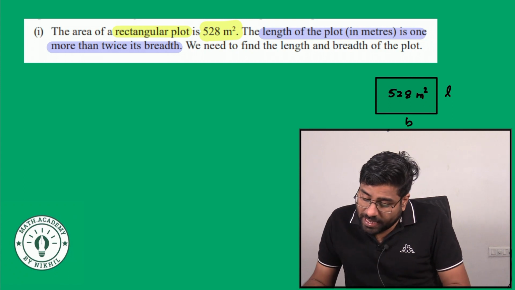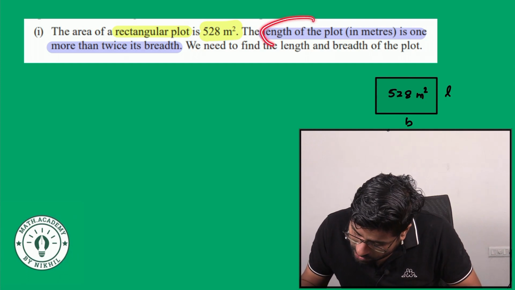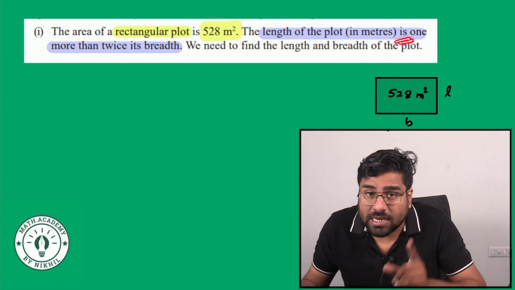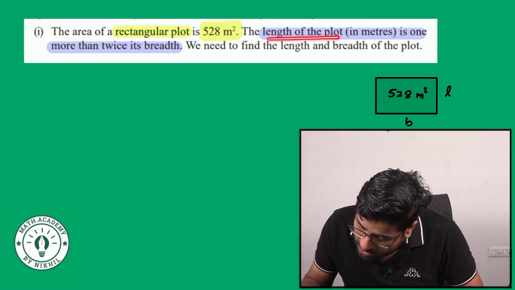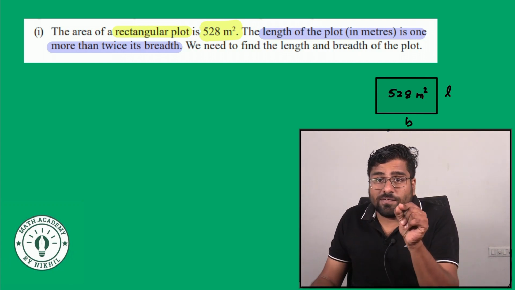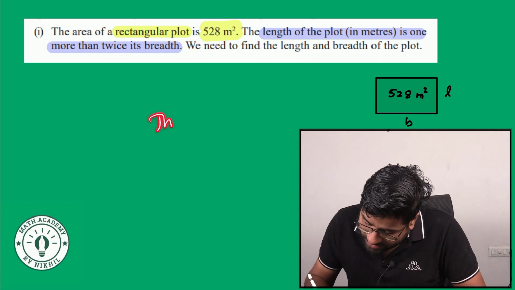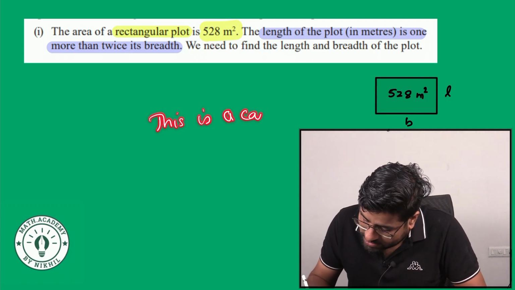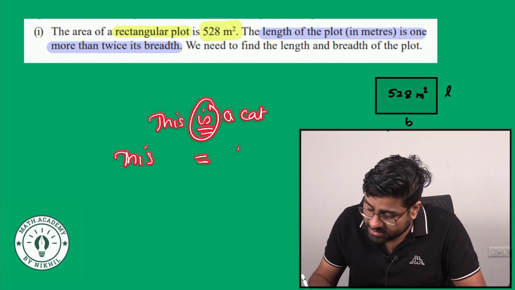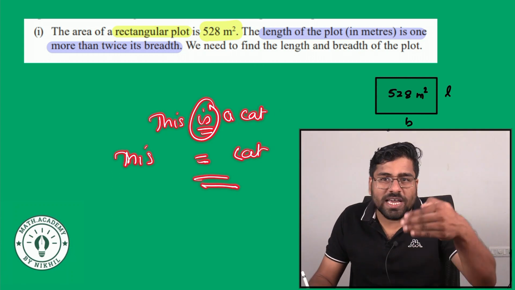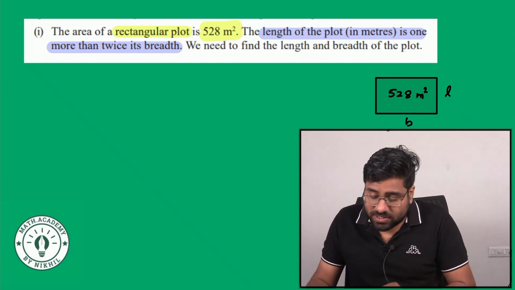Let's see, the length of the plot is. We are talking about length, and the word "is" stands for equal to. When I say in English, this is a cat, so "is" is standing for equality. So I'm talking about this, and this is equal to a cat. This is how you convert English into mathematics. So "is" stands for equality in this perspective. You should practice more and you will understand that.